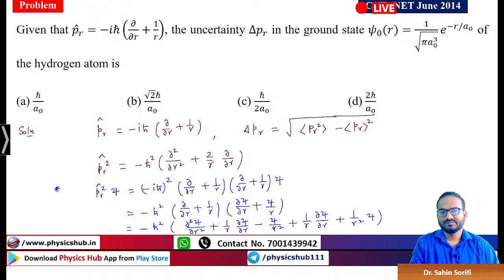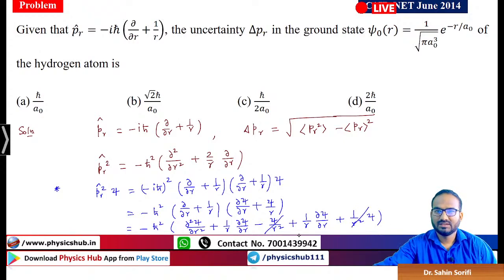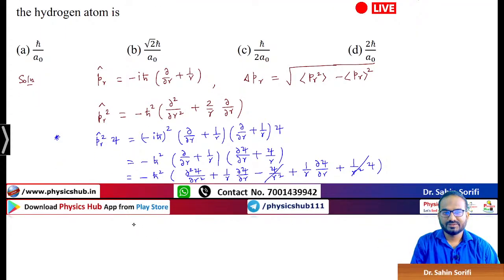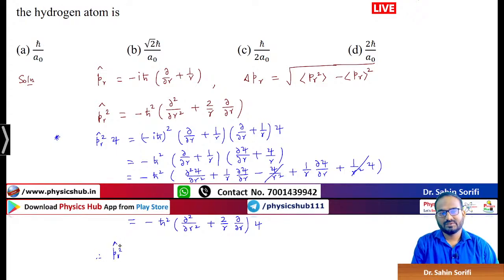Now as you can see, this term and this term are getting cancelled and you are left with minus h cut square. If I write it in this way, del square by del r square, extracting the psi part, 1 by r del r, 1 by r del r, so 2 by r del r into psi. Now here also psi, here also psi. Therefore, we can purely write that the PR square operator is equivalent to minus h cut square del square by del r square plus 2 by r del r.